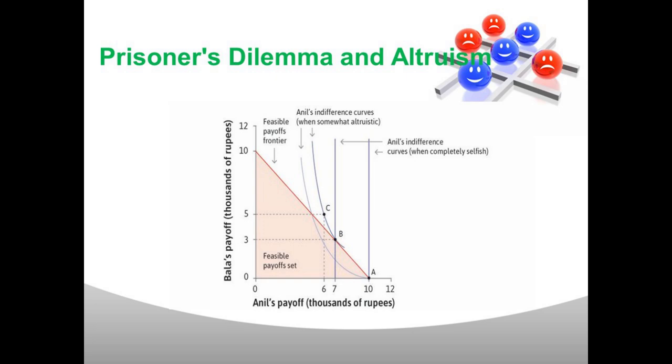Okay, so the shaded triangle depicts the feasible choice of Anil. At a corner where (10, 0) on the horizontal axis, Anil keeps it all. At the other corner, (0, 10) on the vertical axis, Anil gives it to Bala. So Anil's feasible set is the shaded area. Now, if I use this example, you may not be very much liking it.